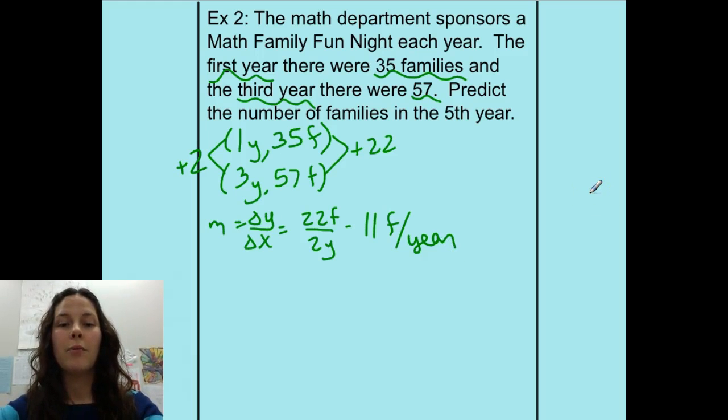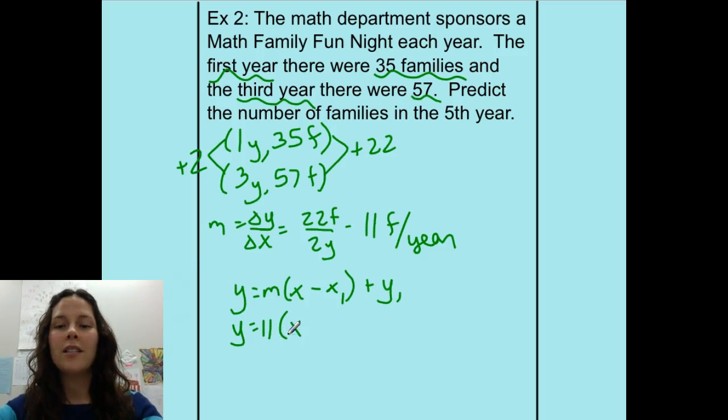Substituting that into our point slope form, y equals m times x minus x1 plus y1. Our slope is 11. Using the first coordinate because it has smaller numbers, the 1 is our x value, so it becomes opposite inside the parentheses. And 35 is our y value. It stays normal outside the parentheses.